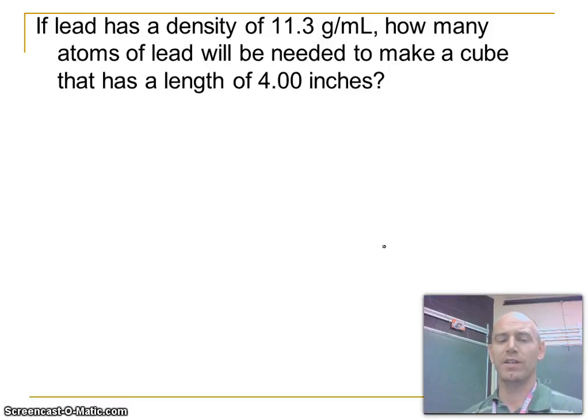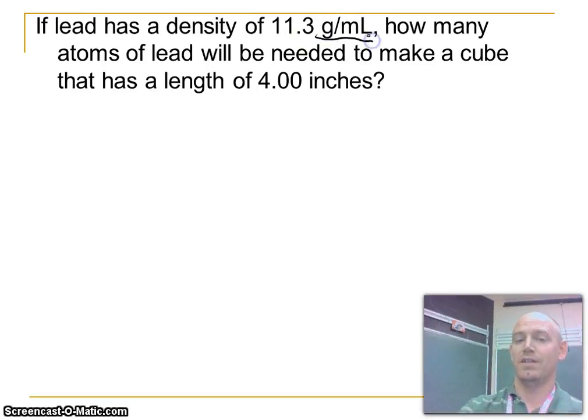So let's go ahead and talk about what would be a good starting spot here. They're giving us density, 11.3 grams per milliliter, so we know that. And then they're giving us the fact that it's a cube that has a length of 4 inches. What is a good starting spot here? Well, density is not the best starting spot because density is a derived unit. It's got grams per milliliter. It's something per something else. It's going to make a good conversion factor. And it's going to give us a bridge between mass and volume if we need it, which I think we will because lead is a solid.